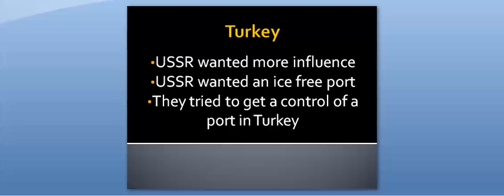So they also desired a warm water port because ports in Russia would freeze in the winter, which made trade on ships impossible for part of the year. Because of the desire for a warm port and a sphere of influence, the Soviets were putting pressure on Turkey to allow them to control a port in Turkey. This is where the Truman Doctrine is going to come in.